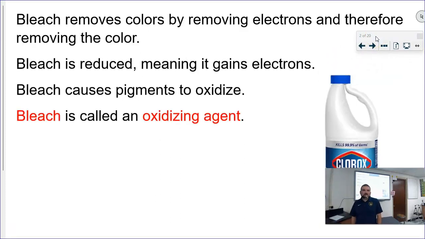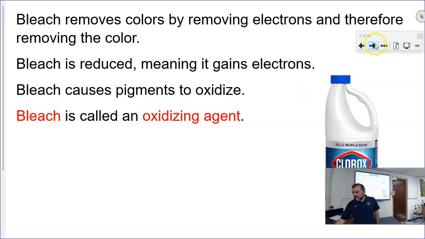The way bleach works is bleach actually removes color by removing electrons. In other words, bleach is reduced, meaning that it's gaining electrons, and bleach causes pigments in like white clothing to be oxidized. So bleach is actually what we call an oxidizing agent. We haven't talked about agents just yet, or if we have, it was very briefly. So the substance that is doing the oxidation is called the oxidizing agent. But the oxidizing agent itself is actually reduced. It's a little weird, but I hope that makes sense.